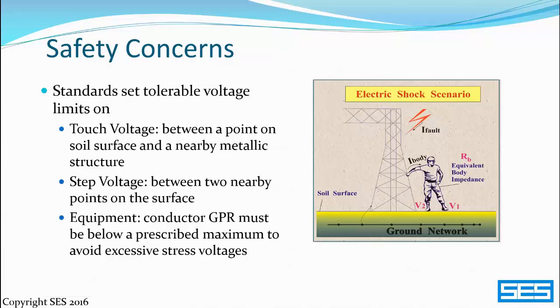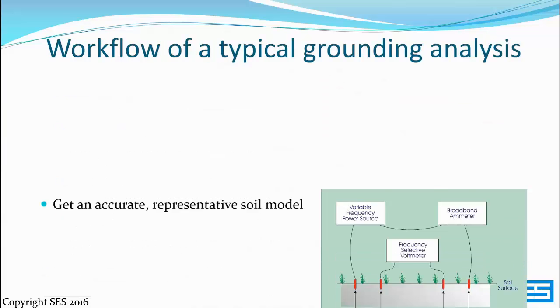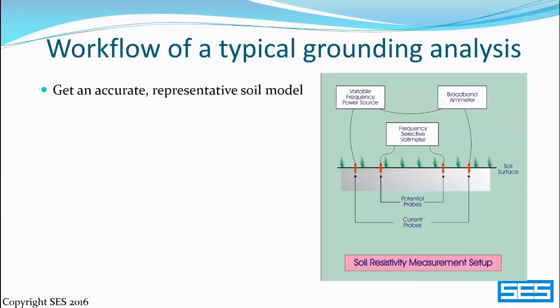So now that we know what results we're looking for, let's see what we need to do to get there. The first step is to obtain an accurate representative soil model, because this is the medium in which current is being dissipated. If the soil model is not right, the grounding model will definitely not be right.